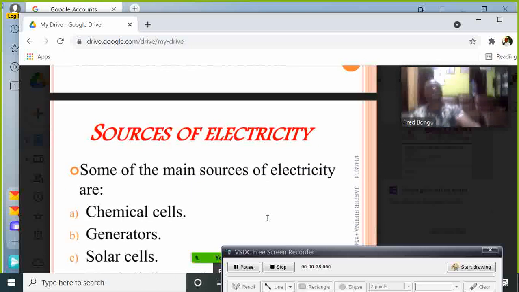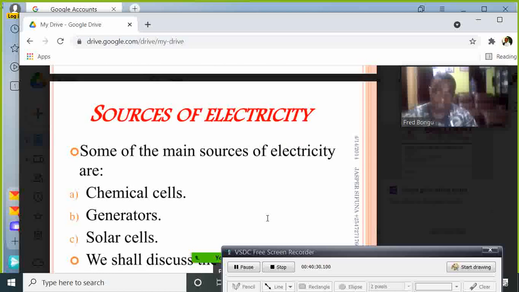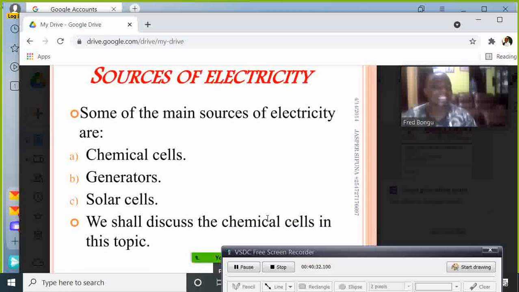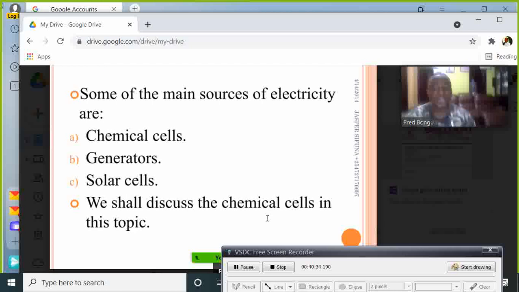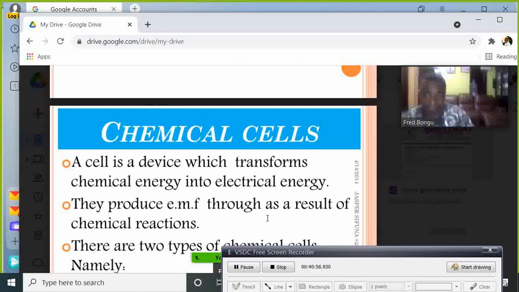Now, what are these sources of electricity? We have various sources of electricity. We have chemical cells, generators, and solar cells. These are the ones they use. Chemical cells, I'm going to explain. And then we have generators, that's the main AC and DC generators. We have the solar cell, the one that majorly uses the sun. And now we start with the chemical cells.